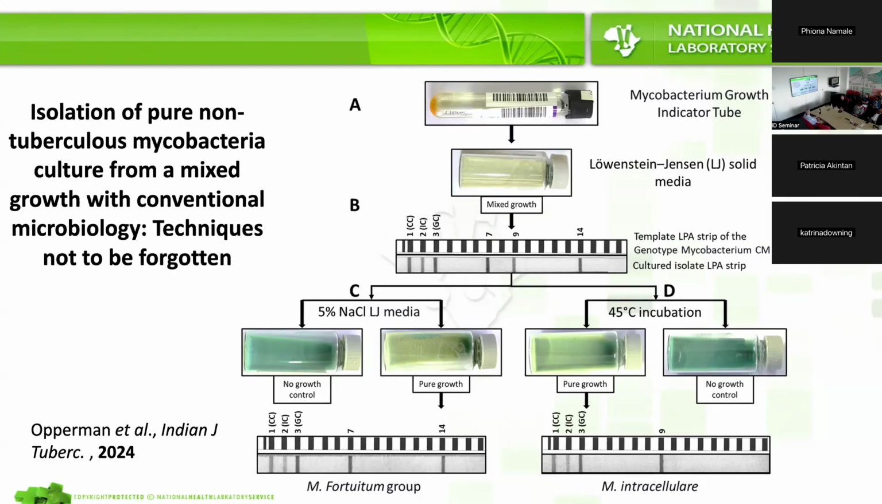And then also I knew that intracellulare can grow and withstand very high temperatures. So I incubated it at more than 45 degrees Celsius. And then finally, when I got growth, I repeated the line probe assays. And lo and behold, there we got fortuitum and intracellulare out. But this patient had 2 previous sputum cultures as well, which only showed the intracellulare, only the band 9. And when I applied the same methodology to those 2 samples, I got the fortuitum out also.